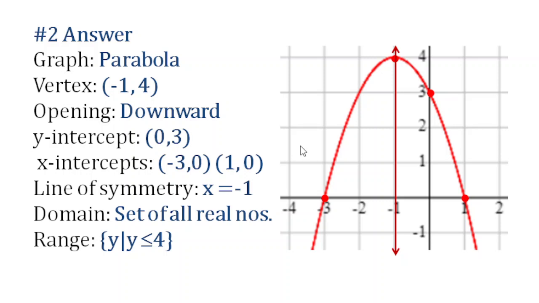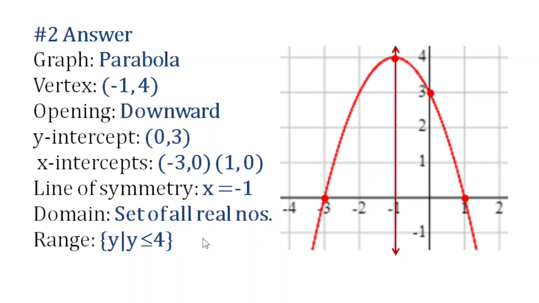For item number 2, the graph is called parabola. The vertex is at -1, 4. The graph opens downward, and then the y-intercept is 0, 3. The x-intercepts are -3, 0, and 1, 0. And the line of symmetry is x equals -1. Domain the set of real numbers, and the range is the set of real numbers y such that y is less than or equal to 4.